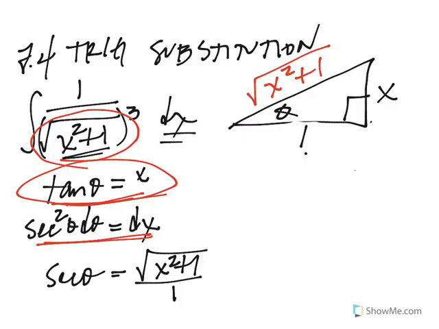If I take those three equations and I substitute it into the beginning, that's going to leave me 1 over the square root of x squared plus 1, which we already know is the secant of theta. That now is going to be cubed.